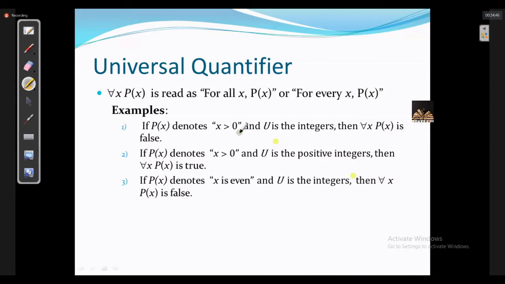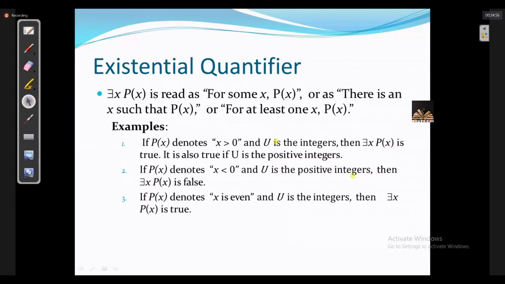Next, go to the existential quantifier. In the existential quantifier, there exists x, P of x, means P of x is true for some x, or there is an x such that P of x, or for at least one x, P of x. See here, P of x denotes x greater than 0, the same example, U is the integers, then there exists x, P of x is true.